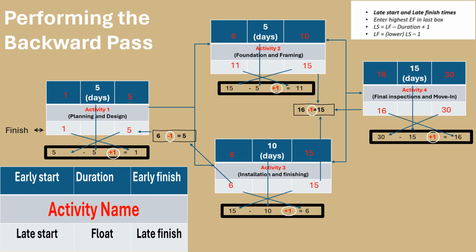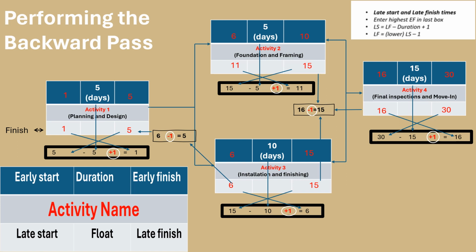Apply this late finish value to both activities 2 and 3. In activity 2, calculate the late start by subtracting its duration, 5 days, from the late finish of 15 days. Adding 1 day to this result gives you a late start of 11 days. In activity 3, follow the same procedure. Subtract the duration, which is 10 days, from the late finish of 15 days, and then add 1 day. This results in a late start of 6 days.